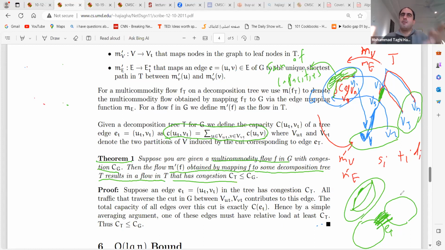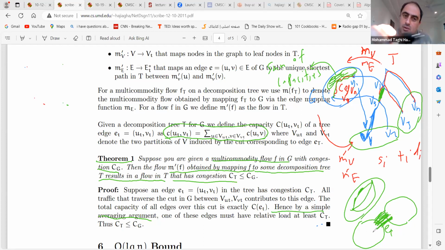So in some sense, what is the flow on each edge, or the traffic that goes from the first half of this partition to the second half? Now, if you take just simple averaging, we know that this is the congestion: the total traffic over the capacity of this edge. And note that the capacity of this edge is the sum of the capacities, in the original graph, of the edges that are running between these two sets.